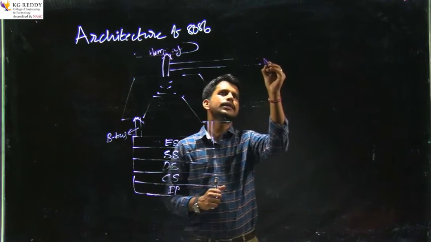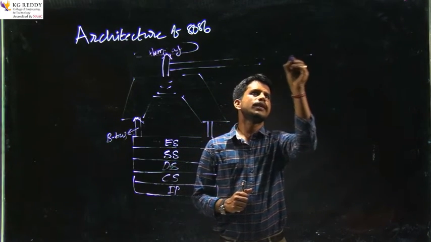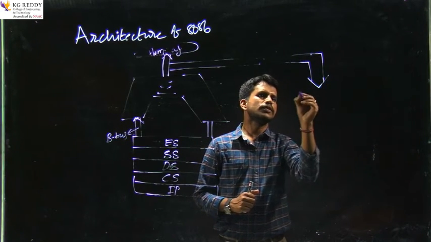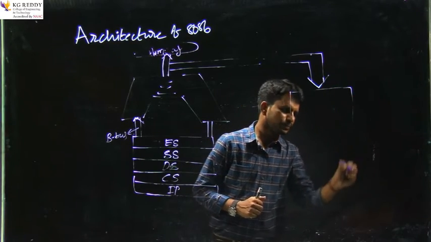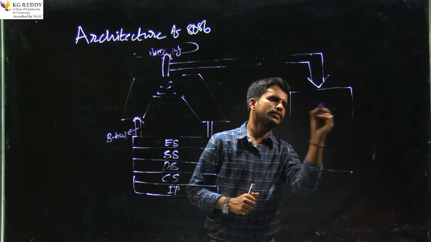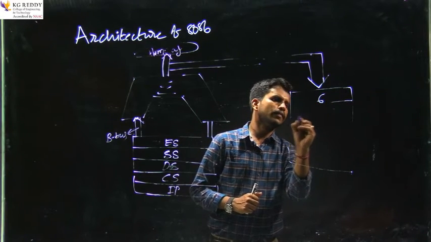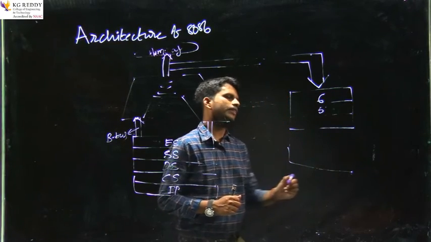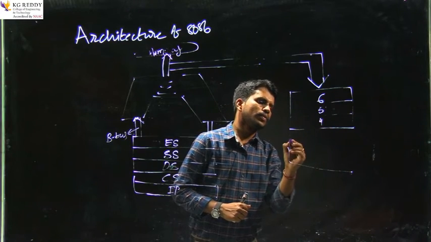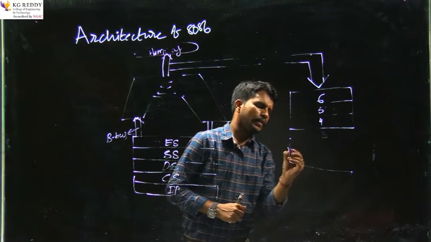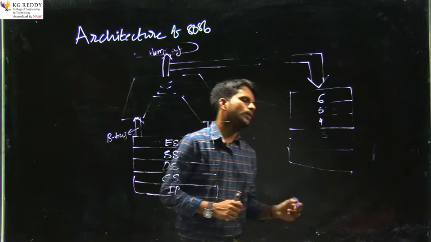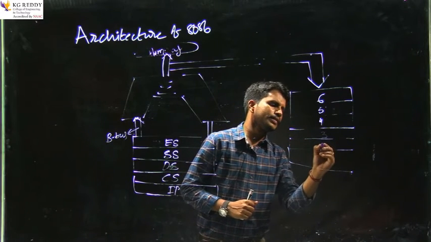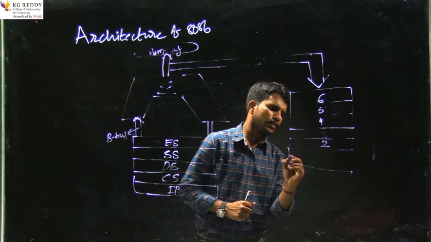And next, the BIU also consists of a 6-byte instruction queue. The size of the instruction queue is 6 bytes, which will store a maximum of 6 instructions of 1 byte each, or one instruction which is of size 6 bytes. Okay, and the purpose of the instruction queue is to boost up or speed up the performance of the 8086 microprocessor.